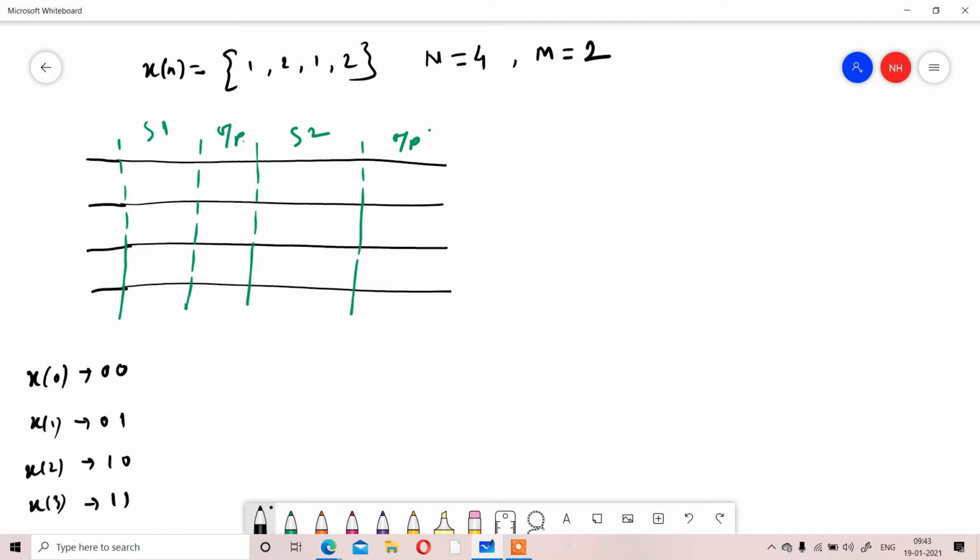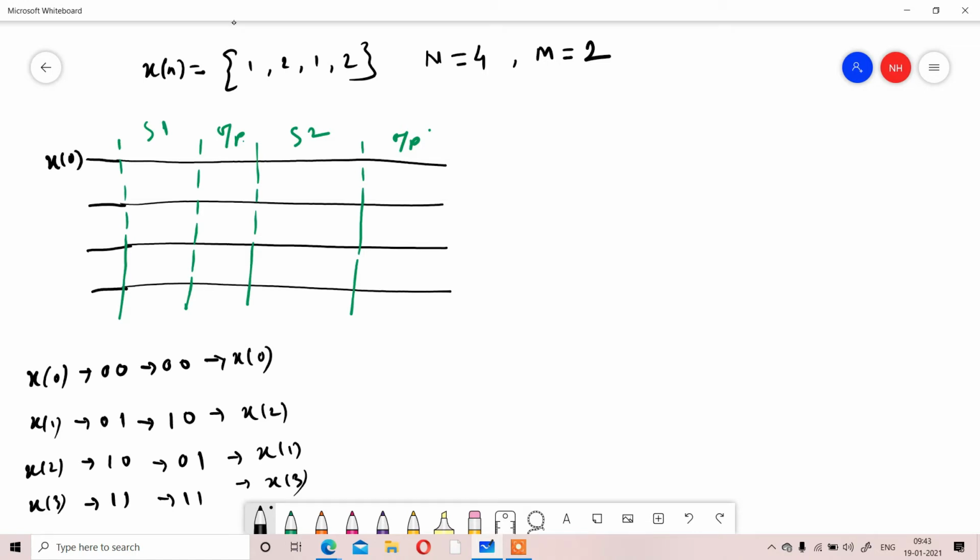Okay. So that is your bit representation, and make it reverse. If we make it reverse, it will be 0 0, it will be 1 0, it will be 0 1, it will be 1 1. So first bit will be x0, second will be x2, third will be x1, and fourth will be x3. So these will be the inputs after bit reversal. So I am writing here x0, x2, x1, and x3. So we have got the inputs after bit reversal.